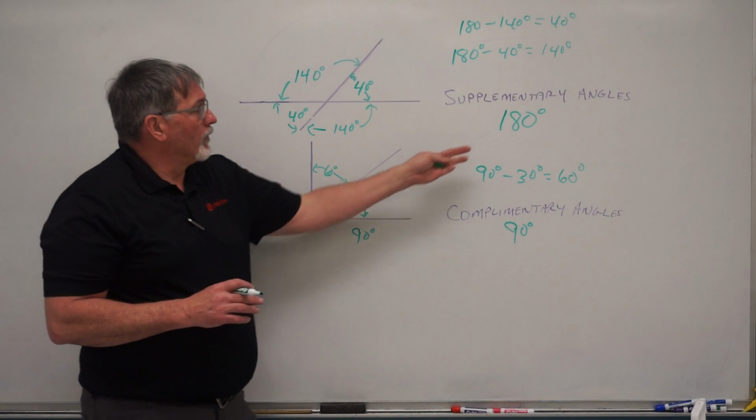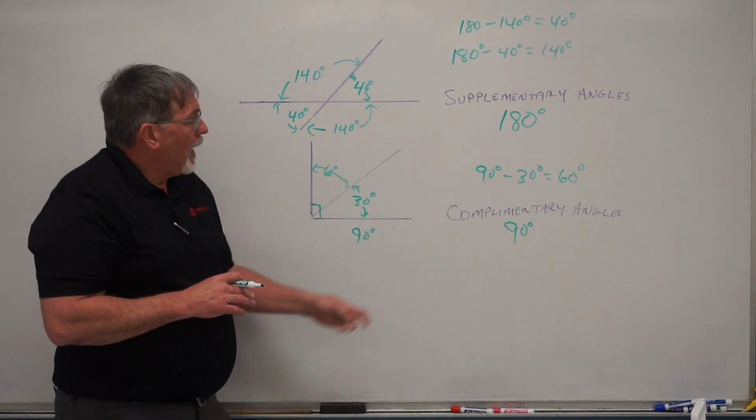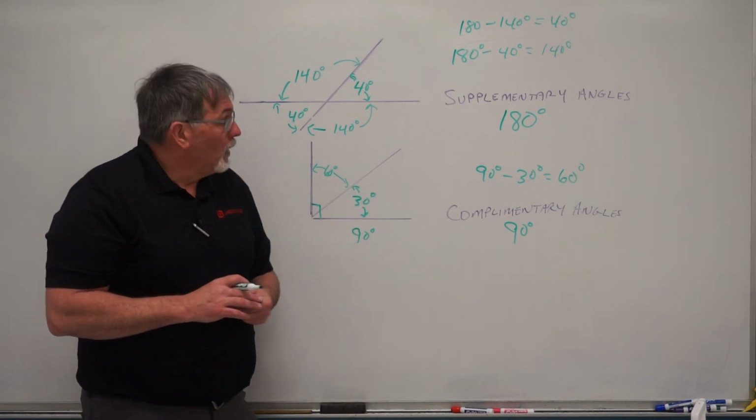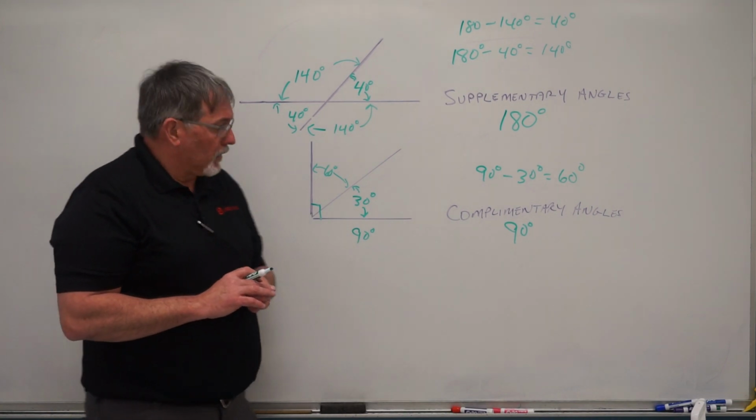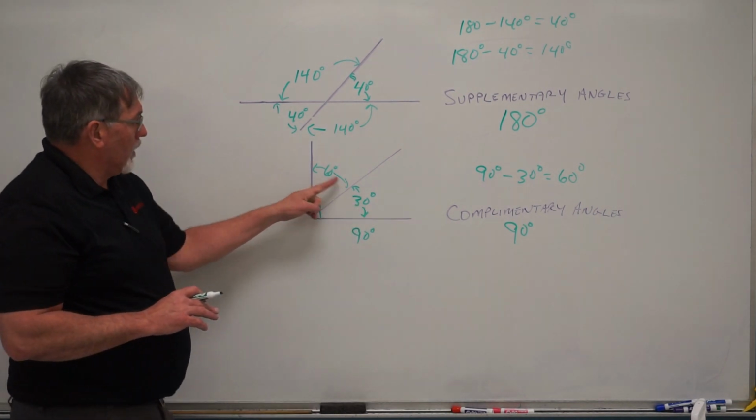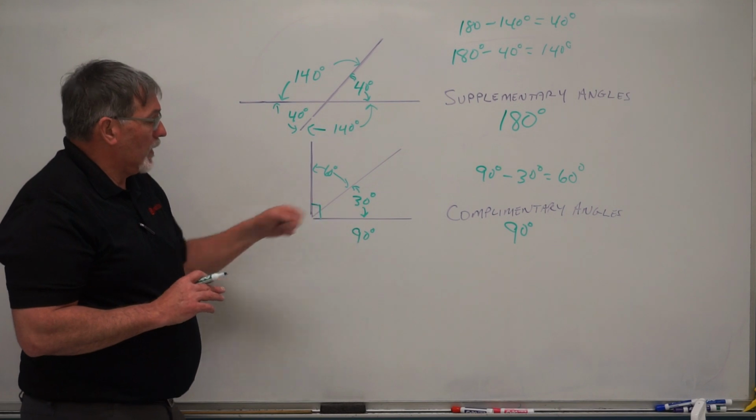Supplementary angles, all of those will equal 180 degrees. And then we also have complementary angles, and all of those angles will equal 90 degrees. So the complementary angle here is the difference between the 90 degrees and the 30 degrees.